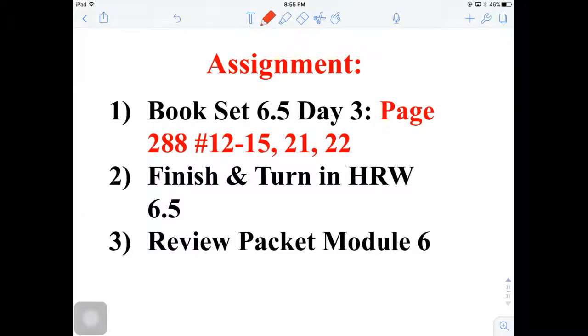So we're all done with module 6. Hopefully you learned a thing or two, how to properly add, subtract, multiply, and divide polynomials.